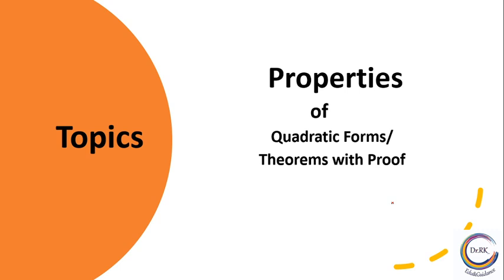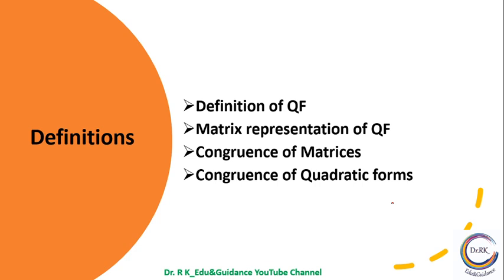First, we quickly recall a few things related to quadratic forms: the definition of a quadratic form, the matrix representation of a quadratic form, and also the definition of congruence of matrices and congruence of quadratic forms. Just a recap of the discussion we had, so that we can continue in today's session.